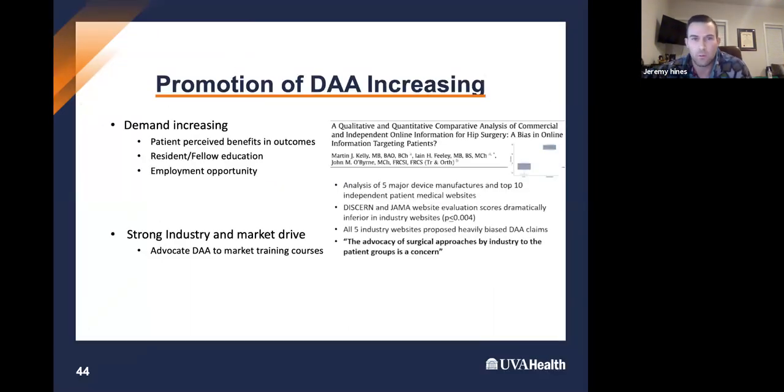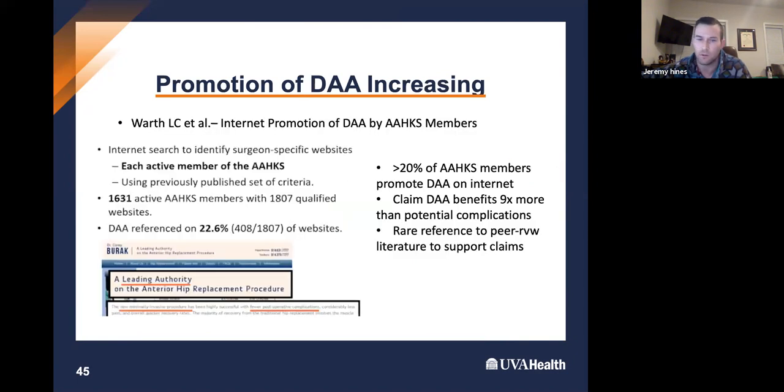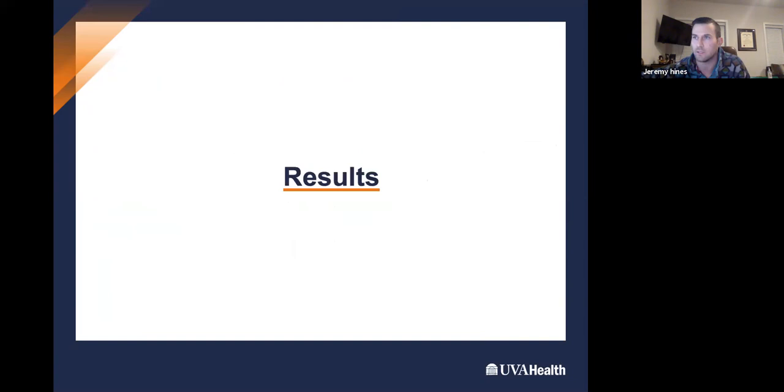So is there a bias with the direct anterior approach? I think the demand is increasing not only in patient perceived benefits and outcomes, but resident fellow education and employment opportunity. There's an analysis here through this study that industry websites are proposing the direct anterior approach is the best approach, and it's heavily biased. And interestingly enough, over 20% of the AAHKS members promote DA on their internet and claim 9 times the benefit over potential complications. But there's rare reference to peer-reviewed literature to support this claim.